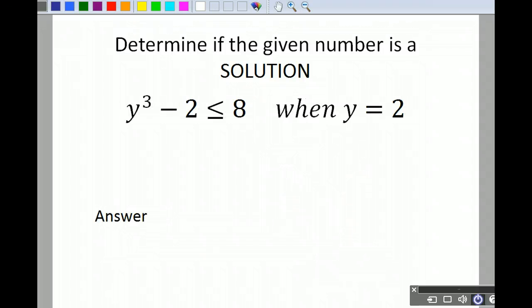Okay, now let's check this one. Determine if the given number is a solution again. Now we have y cubed minus 2 is less than or equal to 8 when y is equal to 2. So we have 2 to the third power minus 2 is less than or equal to 8. 2 to the third power is 8 because that's 2 times 2 times 2.